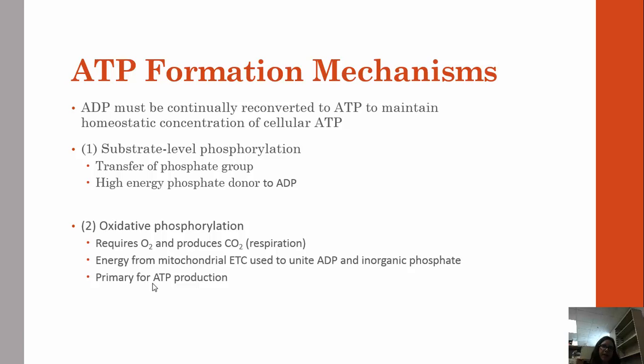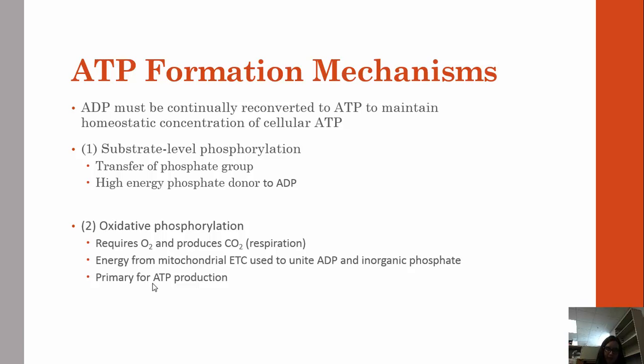Now, ATP can be formed through two primary mechanisms. The first is not as frequent in our bodies, and it's called substrate level phosphorylation. And it's exactly like it sounds. So it's the transfer of a phosphate group from a high energy phosphate donor to ADP. So in this instance, we have a molecule that is not ATP. We have a molecule with a high energy phosphate bond, and it's able to transfer that phosphate onto ADP to make ATP. And then we have the stored energy in ATP.